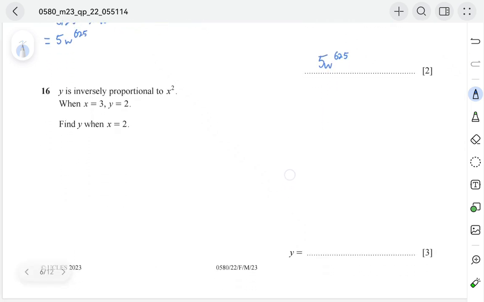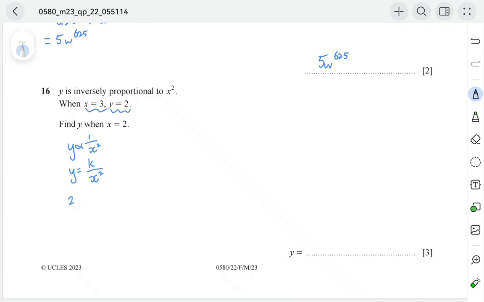Okay, moving on, we have an inverse proportion question in question 16. So the general formula is y is inversely proportional to x squared as given by the question. And when I make an equation, we have to have a factor k over x squared. This is the formula used for every inverse proportion, though not always x squared, it is whatever y is inversely proportional to. So we know that when x is 3, y is equal to 2.